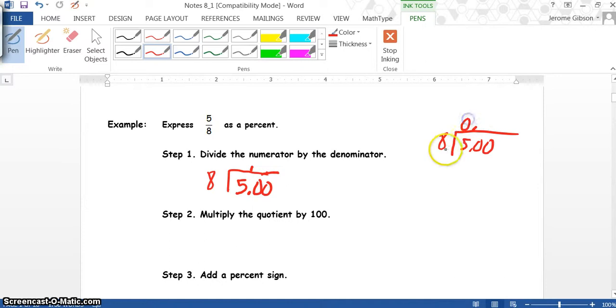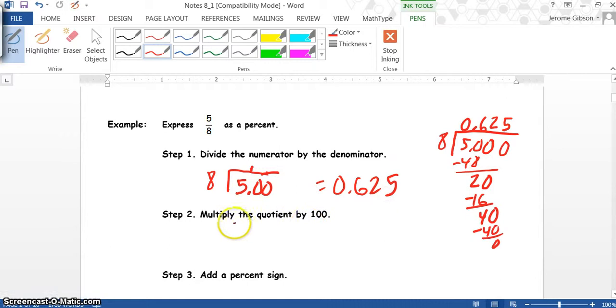8 goes into 50 6 times. 6 times 8 is 48. 50 minus 48 is 2. Bring down your 0. 8 goes into 20 twice. 2 times 8 is 16. That leaves you 4. We will add another 0. Bring that 0 down. 8 goes into 40 5 times. 5 times 8 is 40.